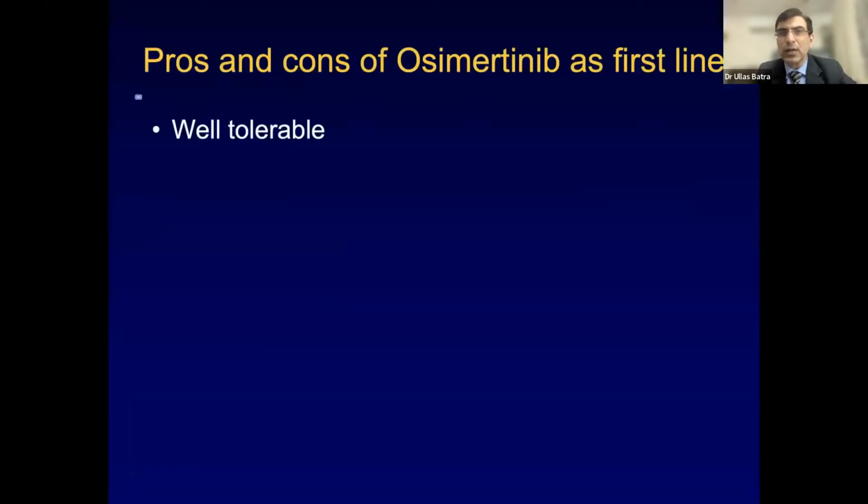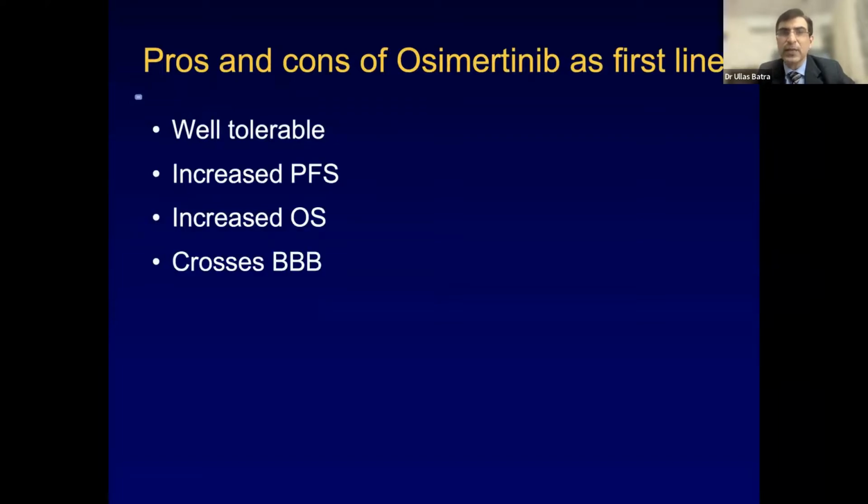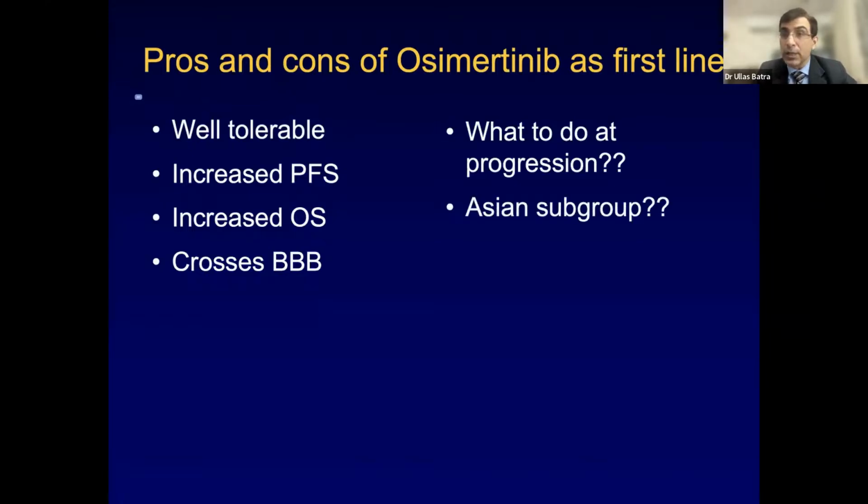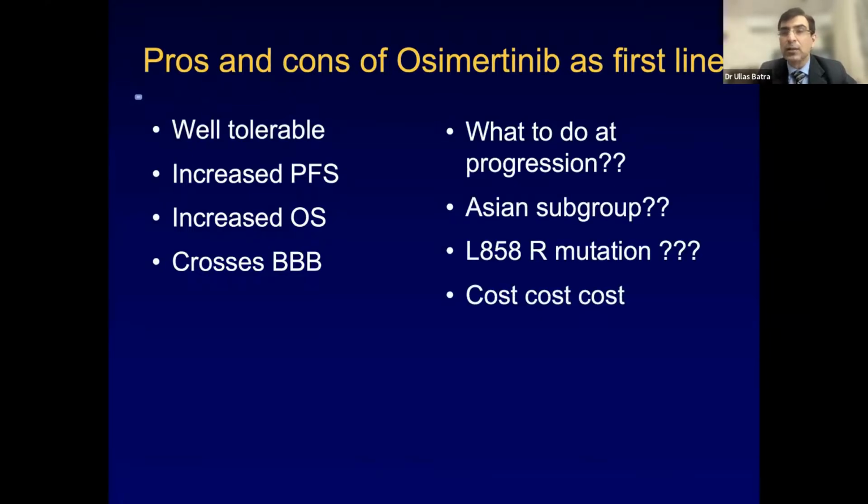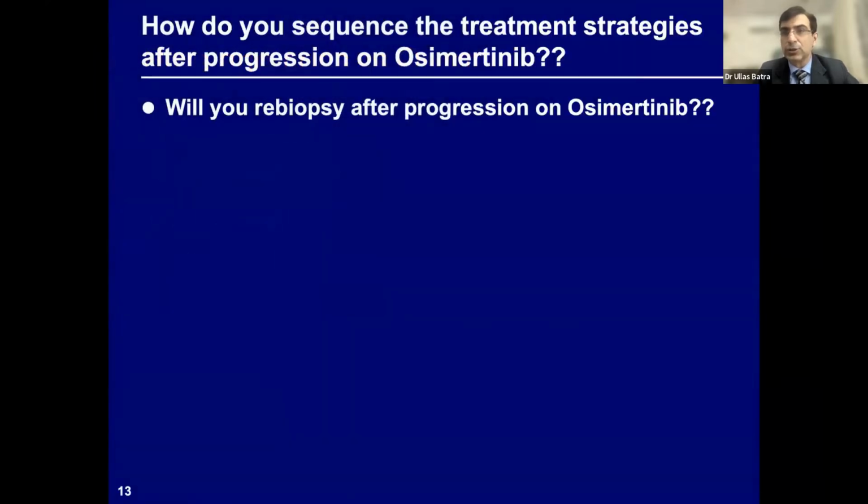Let me just come to the pros and cons of Osimertinib. It's well tolerated, increases PFS and OS, and crosses the blood-brain barrier, but we don't know what to do at progression. There's the Asian subgroup, the L858R, and the cost. And what I'll ask you, Dr. Rosario, in the last 3 minutes is, do you always rebiopsy after Osimertinib progression? I always try to do a biopsy. If I can't, I do a liquid biopsy. And what have your results been?